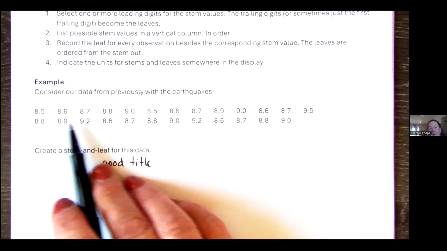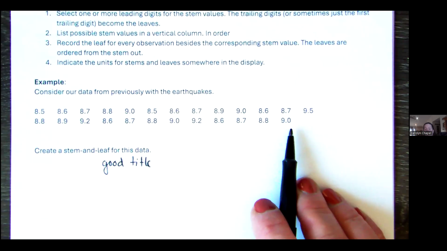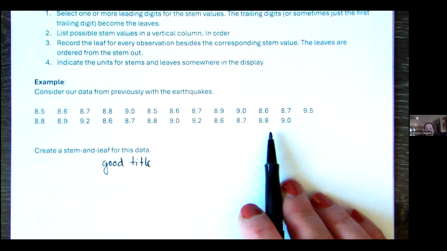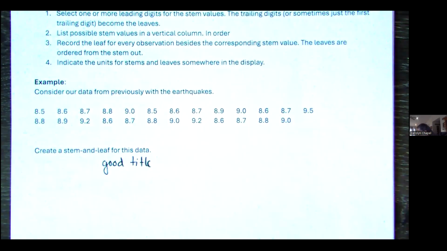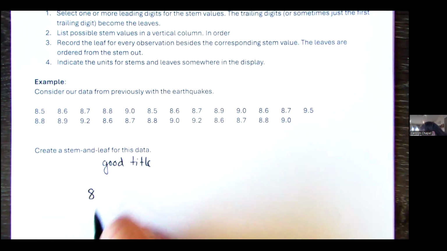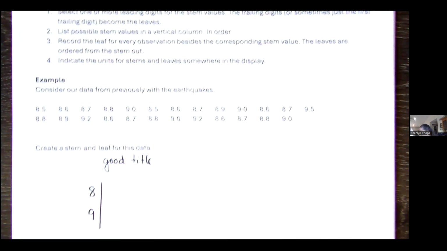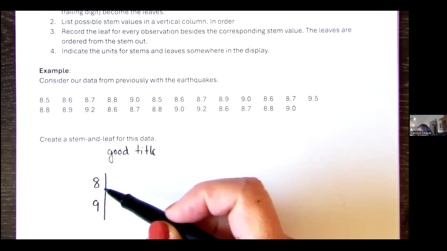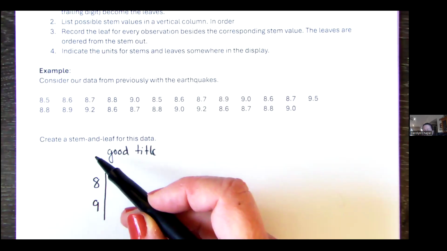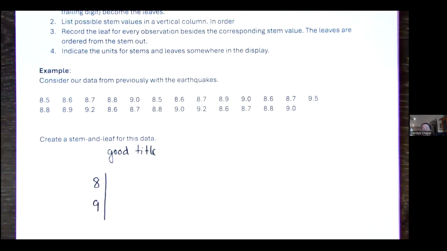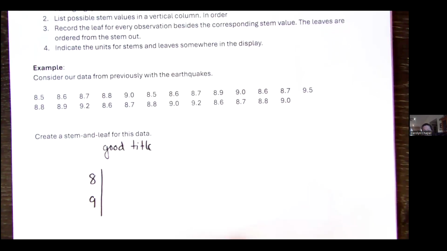I notice that all of our data is two digits. We have a ones place and then your tenths. It looks like all of our ones are either an 8 or a 9, so those are going to be my stems. Then we put a bar, and we would list all of the stems. If I did have a 7 or maybe a 6 in here, I would put the 7 and the 6, because I do also want to show that empty space if there was any.